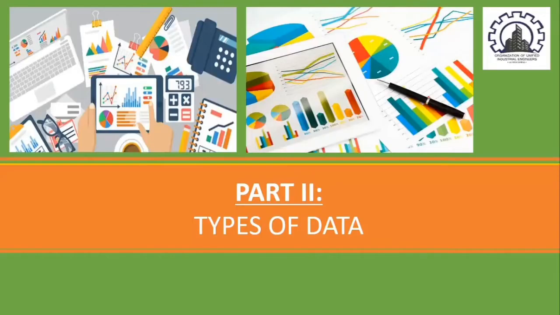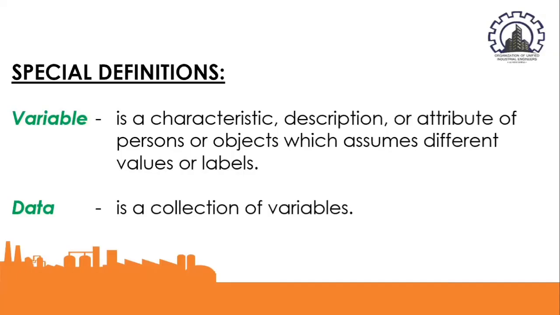The next key area that I'm going to be discussing right now would be the types of data. And under types of data, we have two special definitions. First, variable, and second, data. What's the difference between the two? If we say variable, it is a characteristic, description, or attribute of persons or objects which assumes different values or labels. And if we say data, it is a collection of variables.